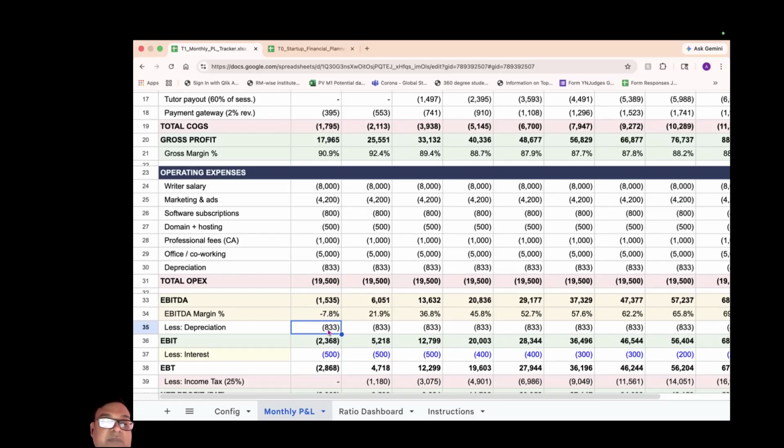Now if you subtract the depreciation, it's already negative. So obviously you have to add. So your EBIT is 2368. Remember, this is a negative number. For many of you, there could be confusion. I'll take a positive number.